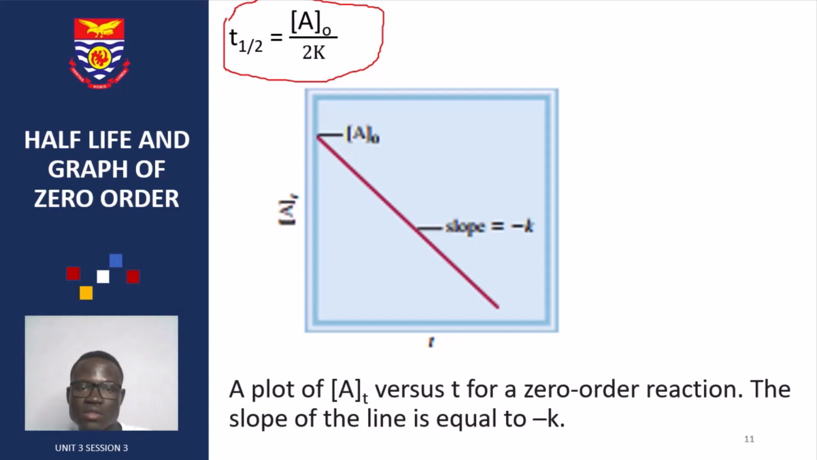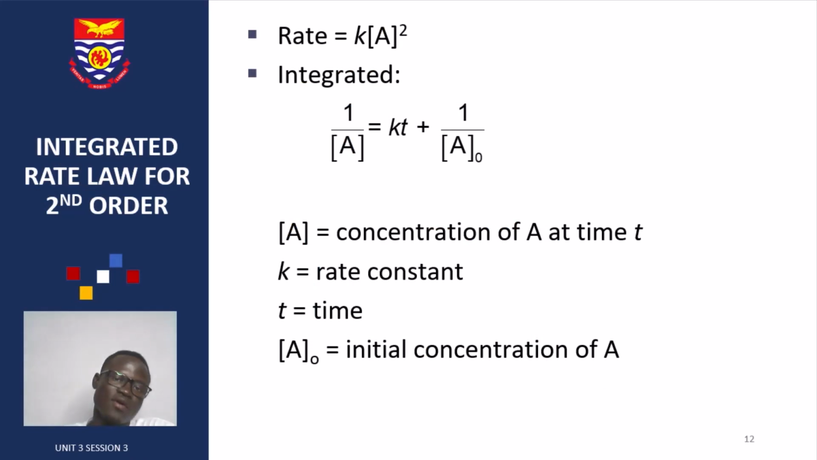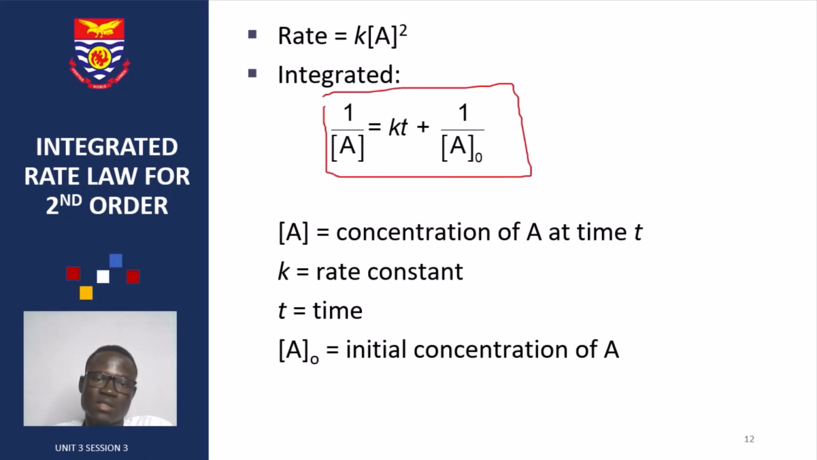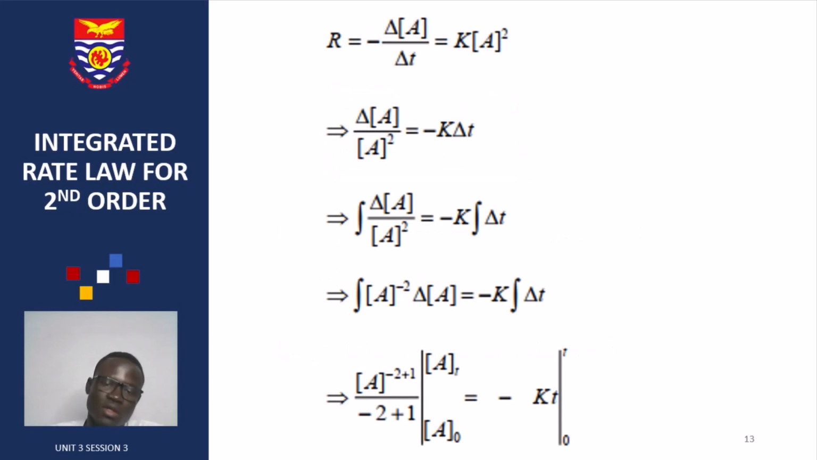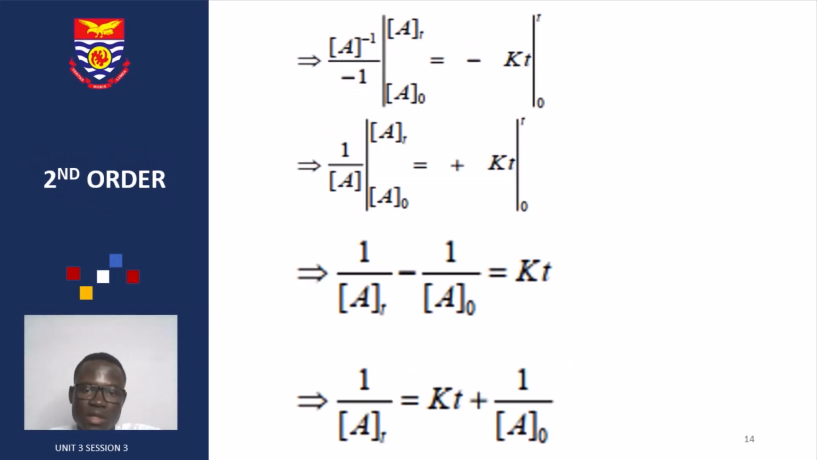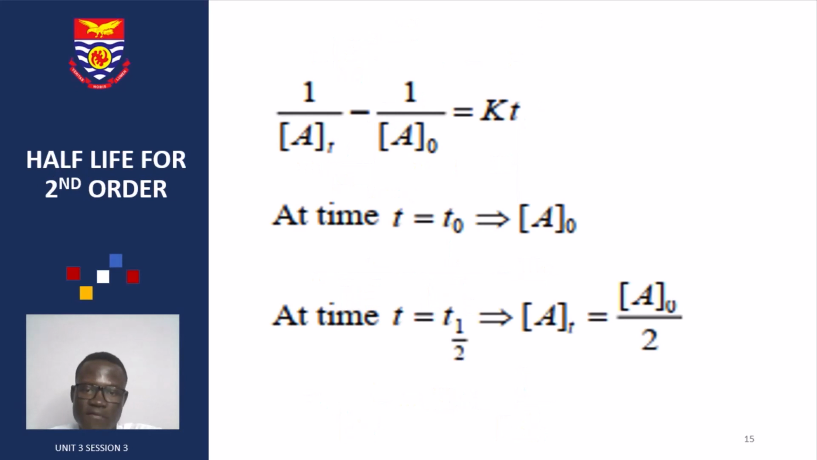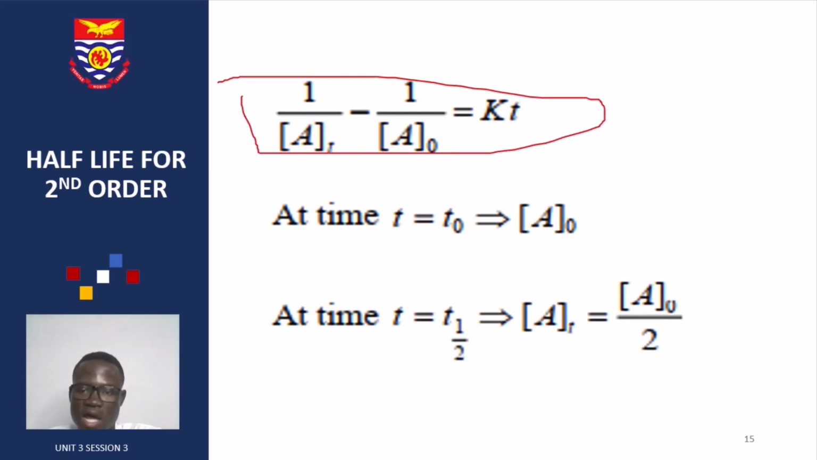So take note. Now, for a second order reaction, this is the integrated rate law. We have 1 over the concentration of A at time t equal to kt plus 1 over the initial concentration of A. If you integrate the rate law, then we should arrive at this particular equation. And then the half-life is always the initial concentration of A divided by 2.